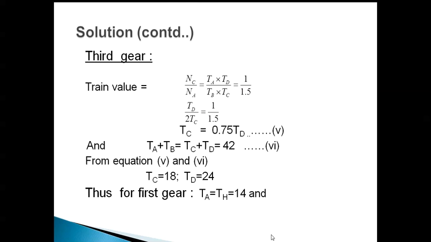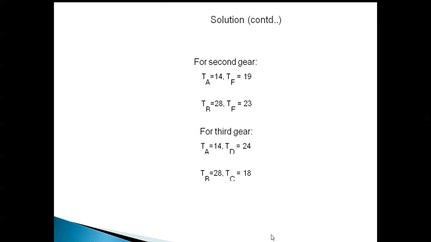So thus from the first gear, TA equal to TH equal to 14, TB equal to TG equal to 28. From the second gear, TA equal to 14, TF equal to 19, TB equal to 28, and TE equal to 23. Third gear, TA is 14, TD is 24, TB is 28, and TC is 18. So in this way, we can find the number of teeth on each gear.